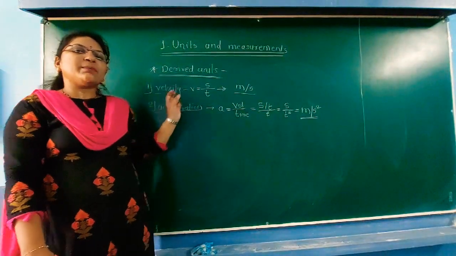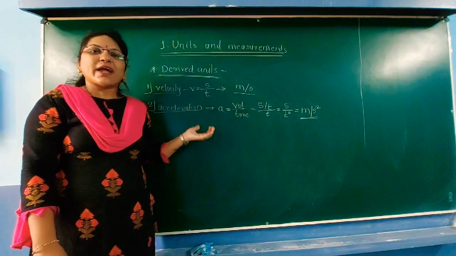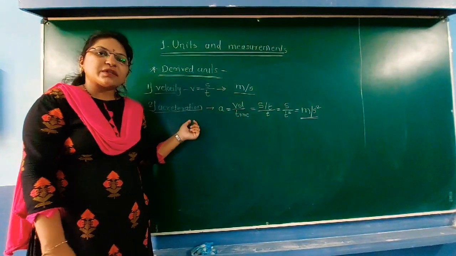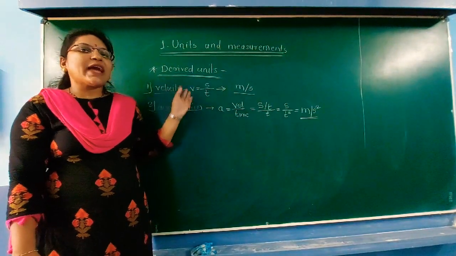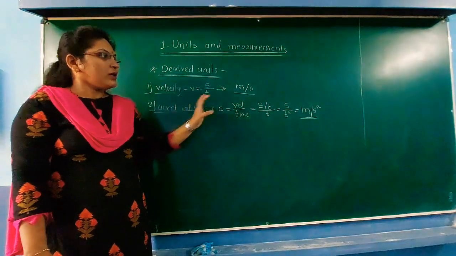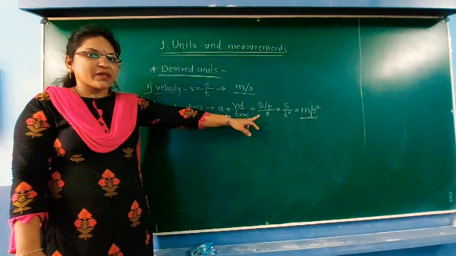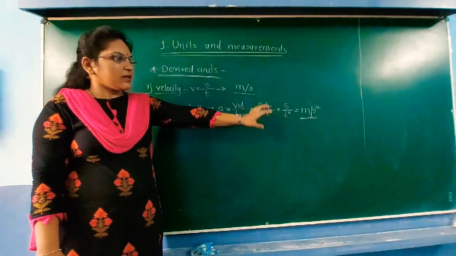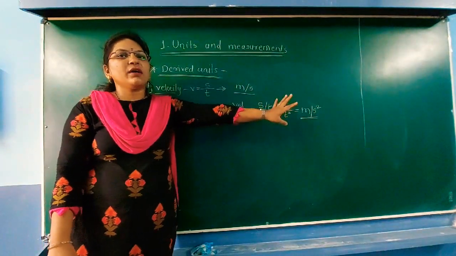Simply we have to remember that if we have to find out the SI unit of a derived quantity, then what we have to do, we have to convert it into fundamental quantities and then write the unit of that quantity.